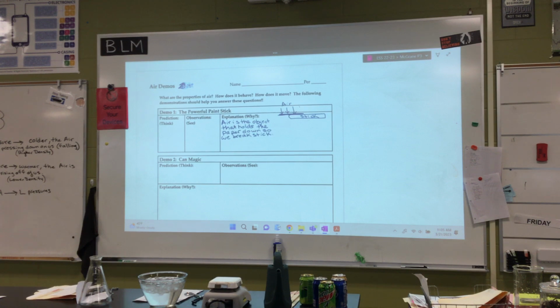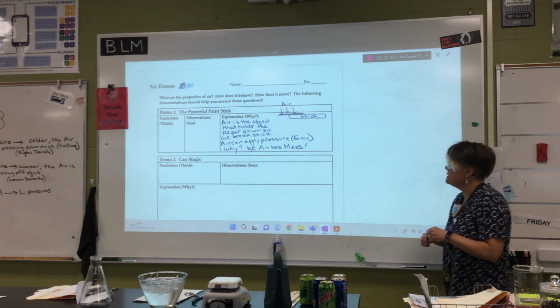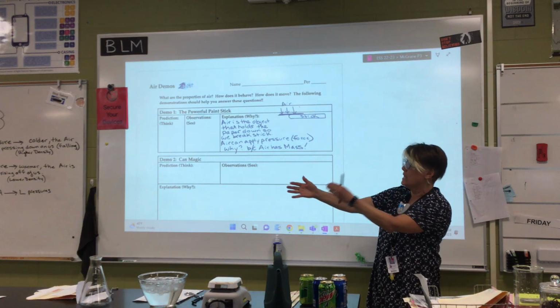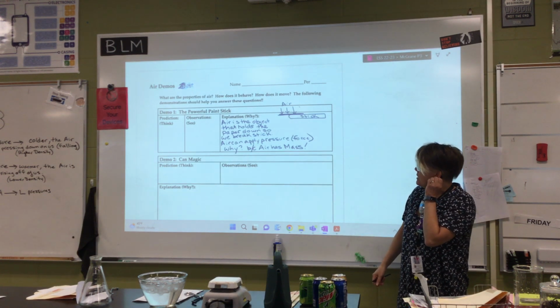All right. Now, the reason that air can do this is because air can apply a force. Or I should say air can apply pressure, because we know what that word is right now. And pressure is just a force. I'll put that in parentheses. Now, why can it do this? Because air has mass. And so because air has mass, it can apply a force. Just like you have mass, you can apply a force. And you've experienced this if you're driving down the road, you put your hand out and air pushes you back. Think about all those trillions of molecules that are pushing on your arm to push it back. So that is the powerful paint stick.